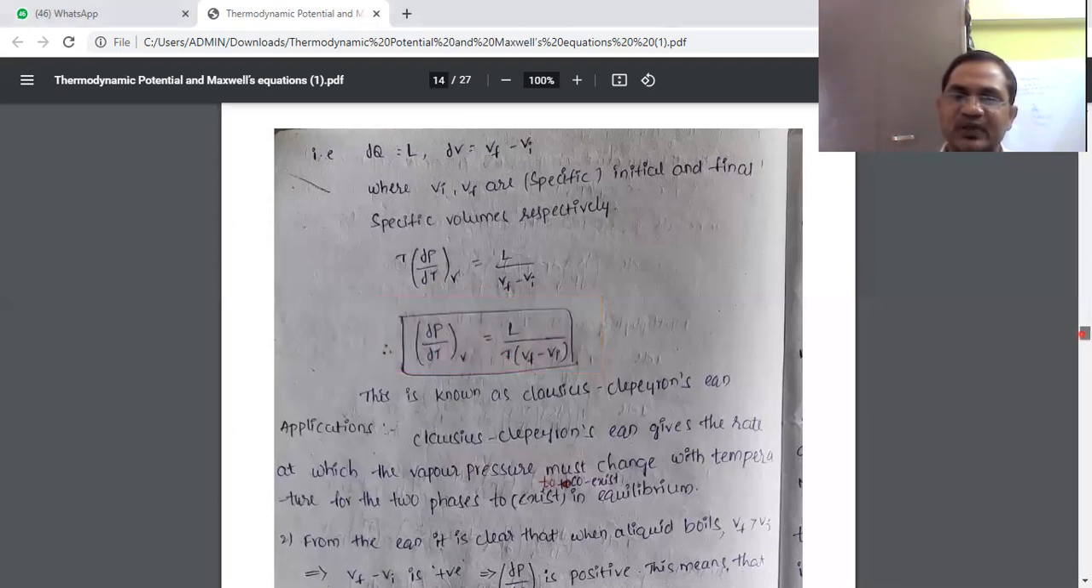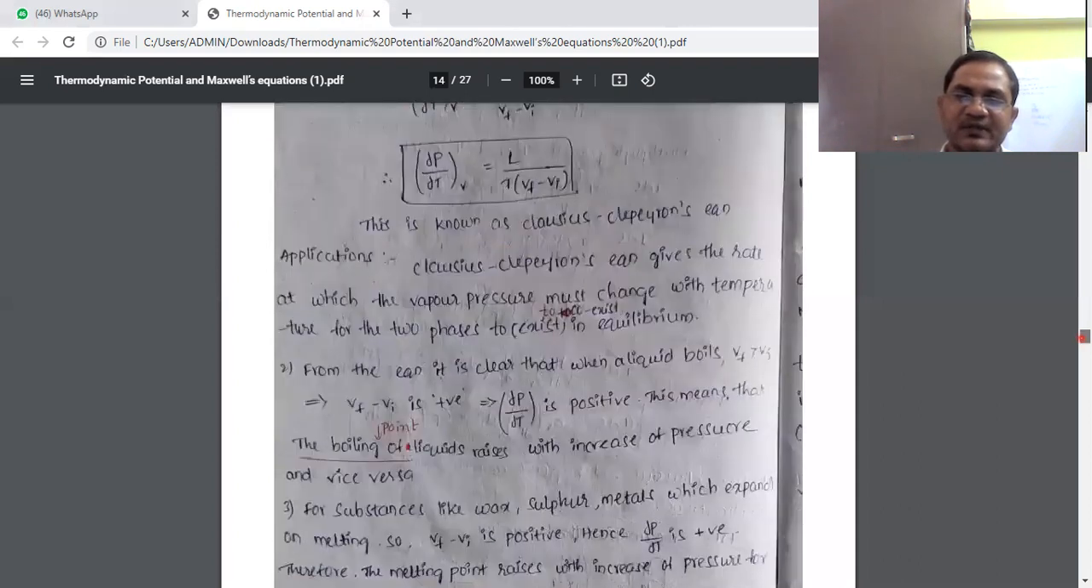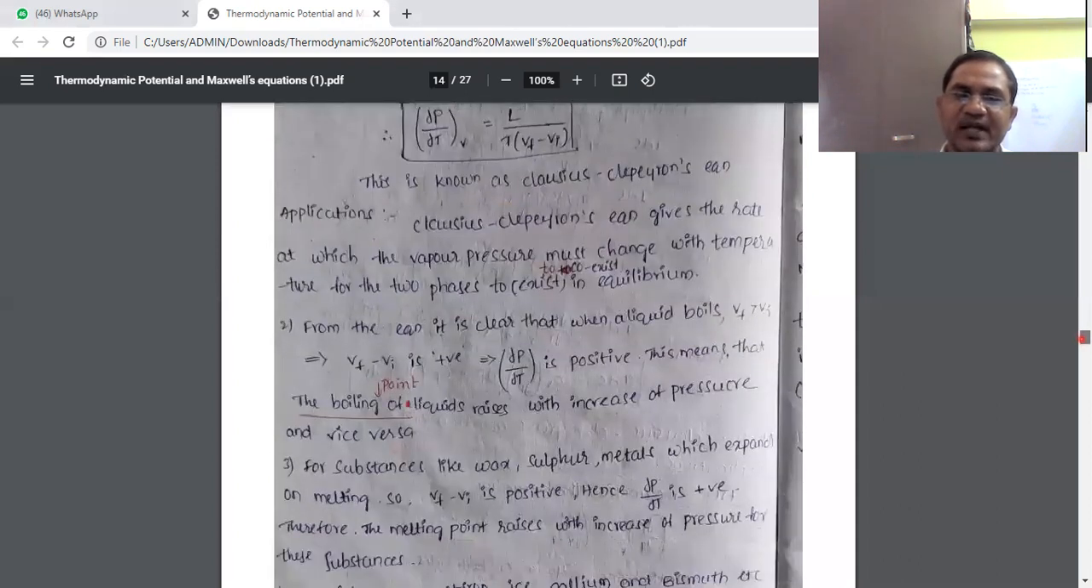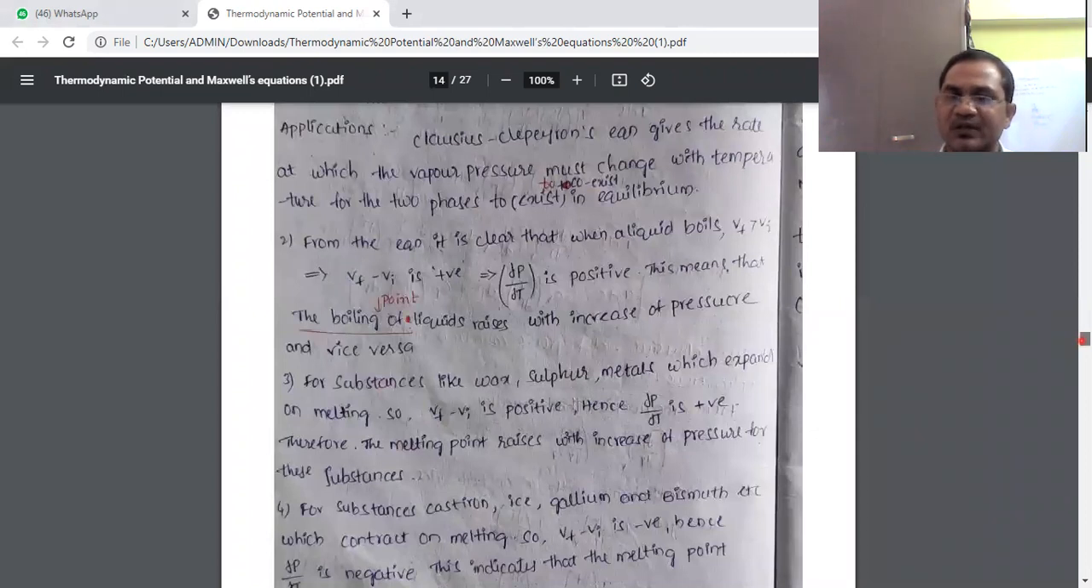Okay, sir. So here, let us see some applications. What are the applications of the Clausius-Clapeyron equation? The question will be asked as: derive the Clausius-Clapeyron equation and mention its applications. This is the way of asking this question.